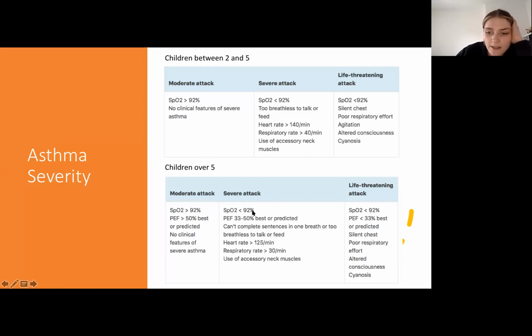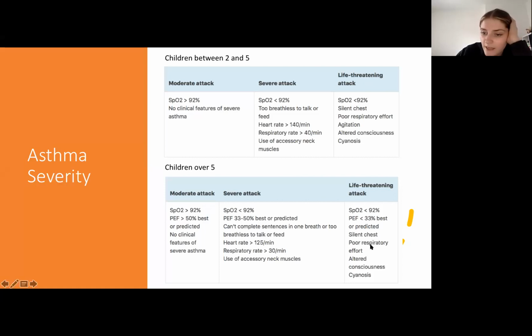Severe is SATs less than 92, peak flow 33 to 50 of best or predicted, can't speak in full sentences or can't feed or talk, heart rate over 125, respiratory rate over 30, and use of accessory neck muscles.